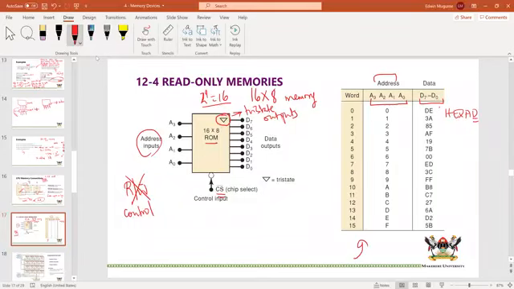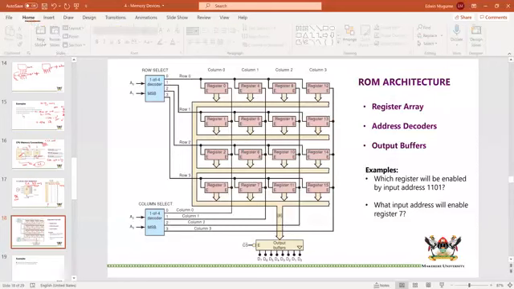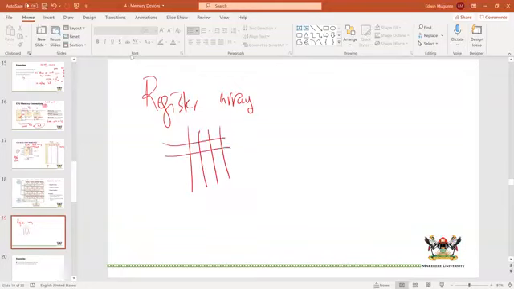Let us look at an interesting model for a ROM, a read-only memory. Usually memories in general are arranged in some kind of array. We call it a register array. So I could draw this mesh, and then I can say that at each of these locations, I have a register. So this would create a square array.